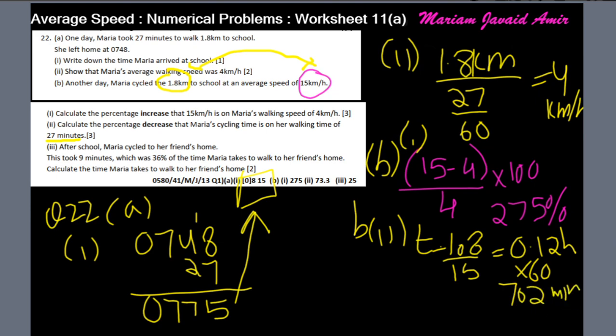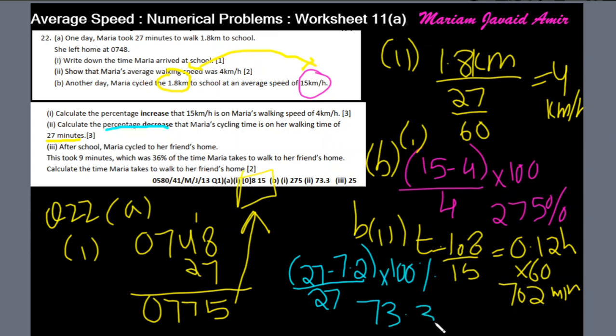Next we have to find the percentage decrease. The formula for that is decrease in value, 27 minus 7.2, over original value, which was 27 minutes, times 100%. So 27 minus 7.2 over 27 times 100 is 73.3333, so 73%.